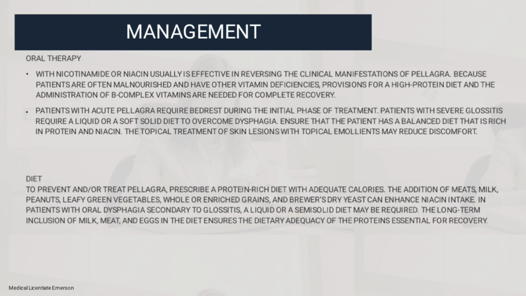Then in terms of diet, also to prevent and treat pellagra, prescribe a protein-rich diet with adequate calories. So that's why I was talking about you knowing what kind of food contain the B vitamins. Okay, so the addition of meats, milk, peanuts, leafy green vegetables, avocado, or enriched grains, brewer's dry yeast can enhance niacin intake.